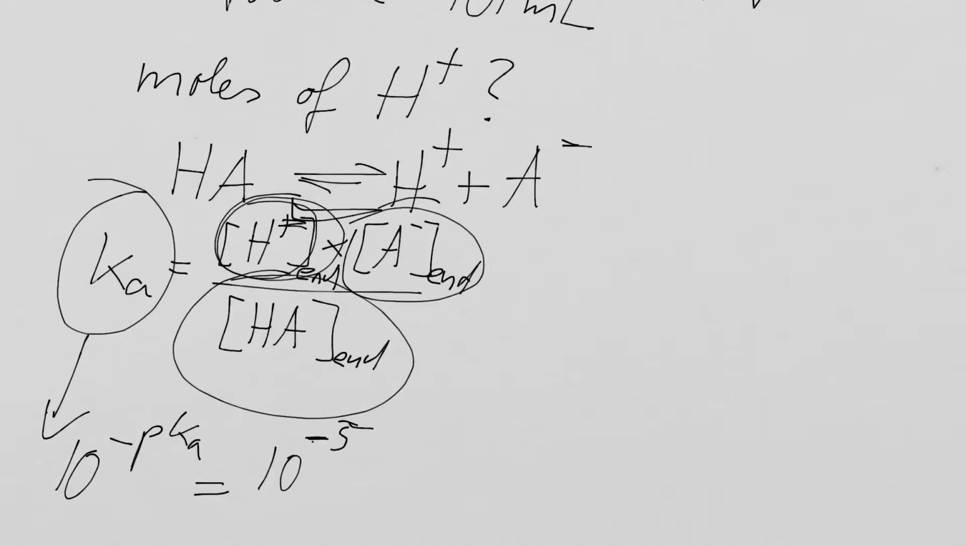So here we can write our proton concentration is X. We don't know that. What is the concentration of A minus?